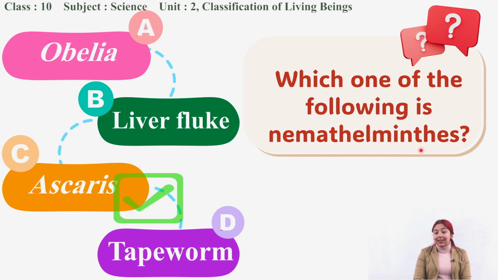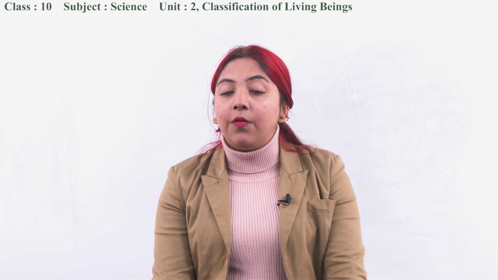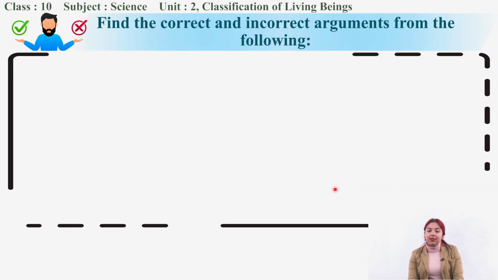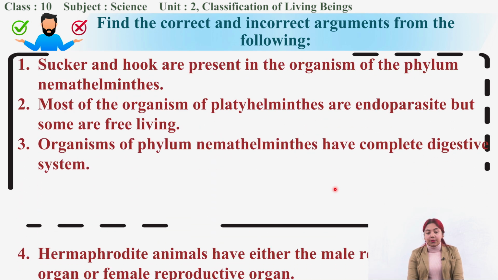Yes, it's the Ascaris. I also showed you the distinct sexual dimorphism under the phylum Nemathelminthes, giving the example of Ascaris lumbricoides. So Ascaris is the organism that belongs to the phylum Nemathelminthes. Now another question for you guys. You again have to find the correct and incorrect arguments from these 4 options.